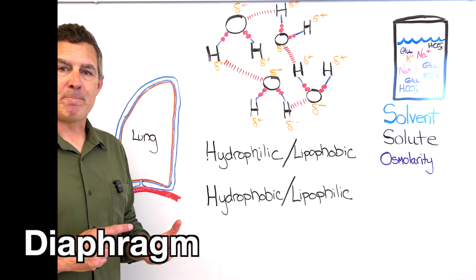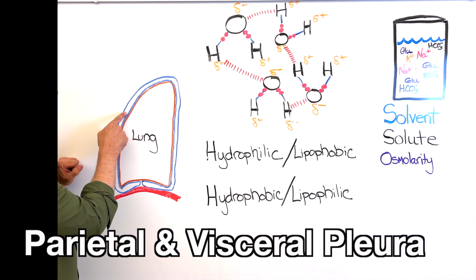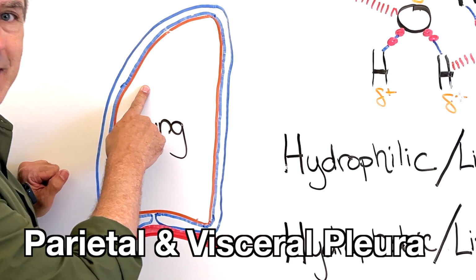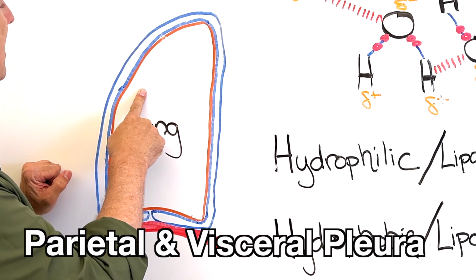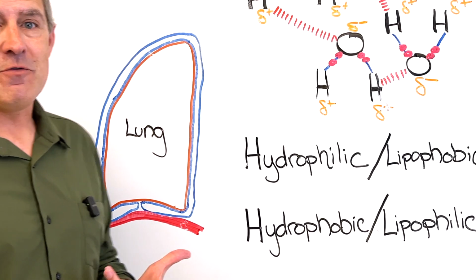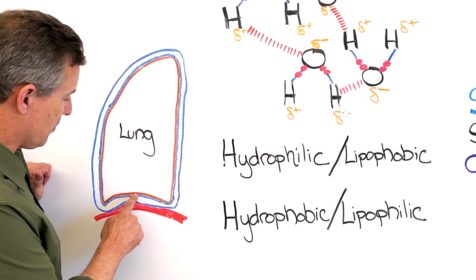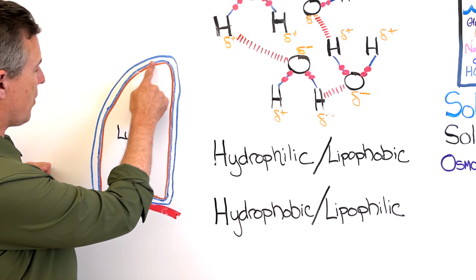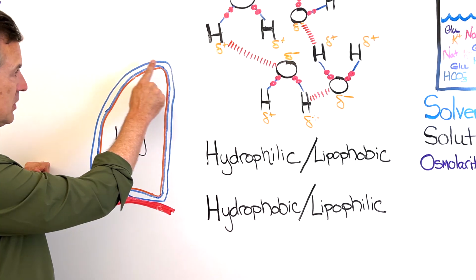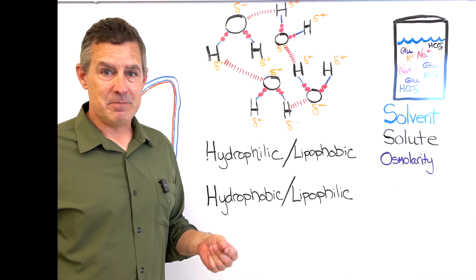We have the parietal pleura and the visceral pleura. The visceral pleura is the blue line directly adhering to the lung, and the outer line is the parietal pleura. To be very, very clear, these are the exact same line. If you were to follow this blue line all the way around, you would notice that you never have to pick your finger up because it's the same line.